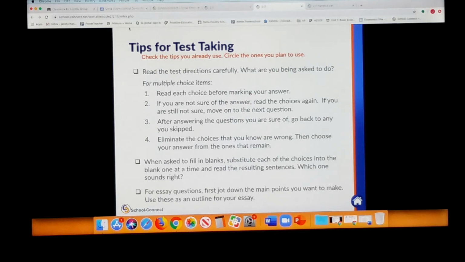For essay questions, first jot down the main points you want to make and then use these as an outline. This is how I passed every test in college. In college for history, every test is a writing test. They give you 15 people you got to know or places or whatever, and then you got to write an essay. They would usually give us 3 options of what the essay could be, and I'd write outlines and I'd memorize each outline.